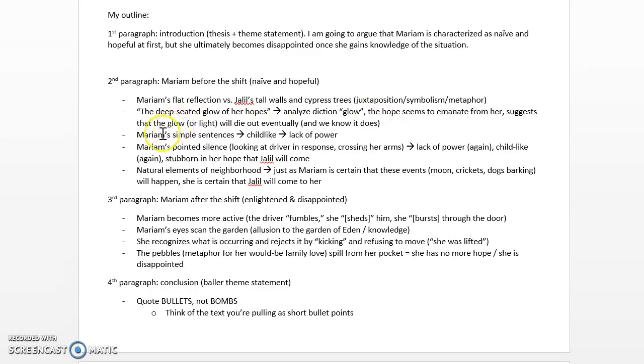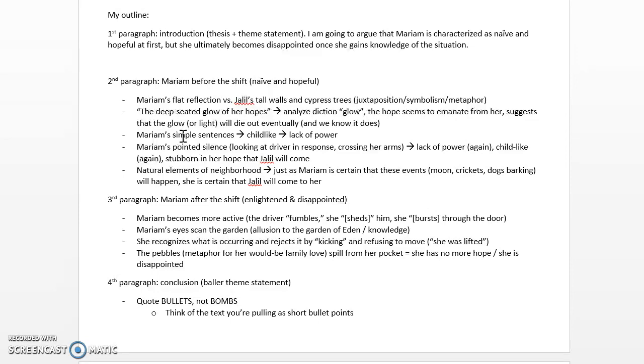I'm also going to look in this paragraph at Mariam's simple sentences. We talked a little bit about syntax and the importance of syntax. Here's an example for you. Mariam's simple sentences represent her childlike outlook and her lack of power.